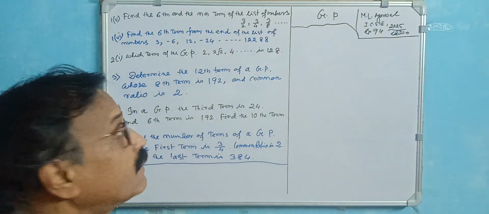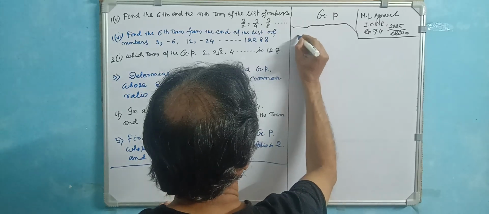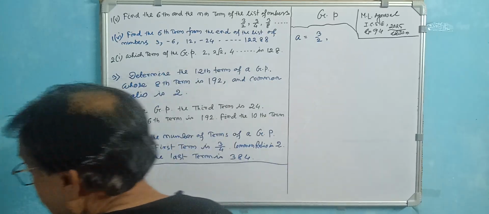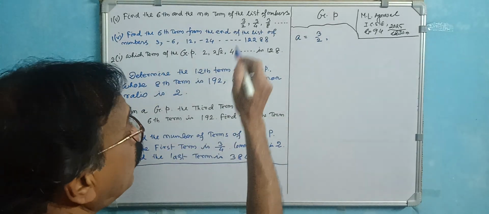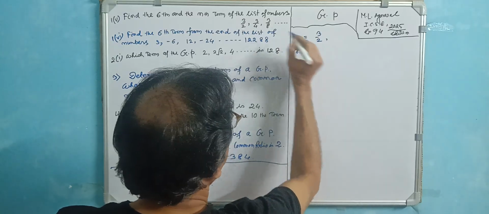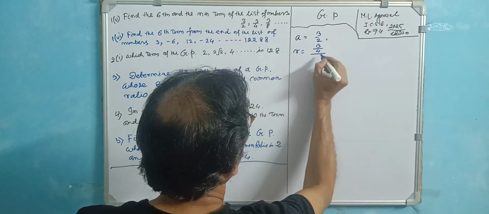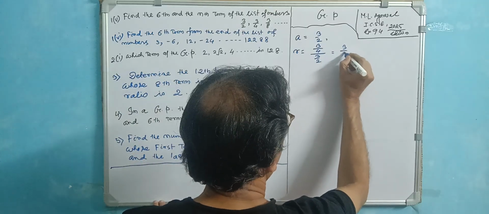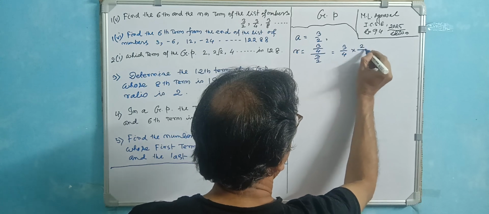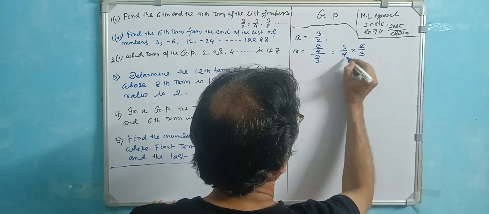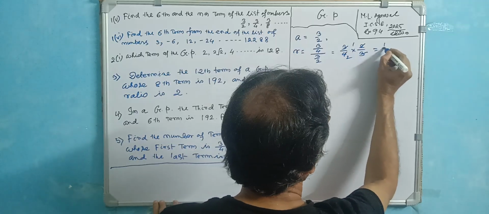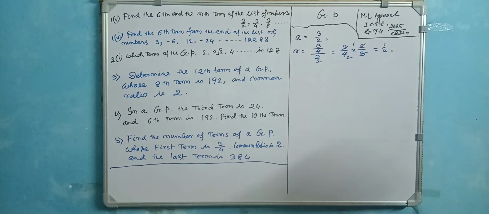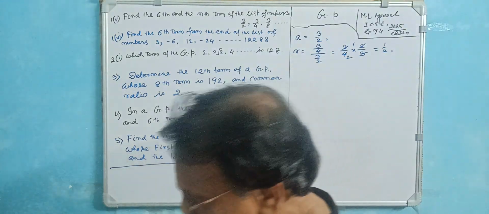So what is your first target? You get the first term. I will quickly discuss: A is the first term, so A is 3 by 2. Then what is the value of R? R is the second term, 3 by 4, divided by 3 by 2. So this is 3 by 4 into 2 by 3. This 2 cancels with this, so R is half. The first term is 3 by 2 and the common ratio is half.